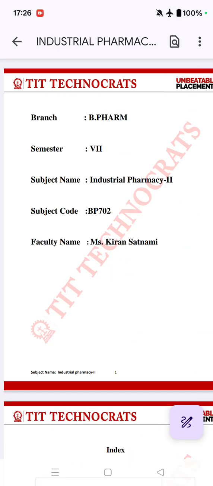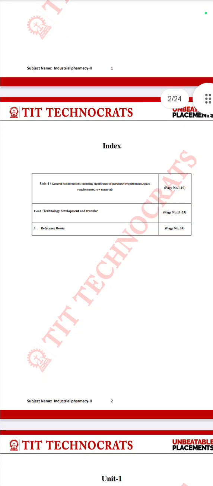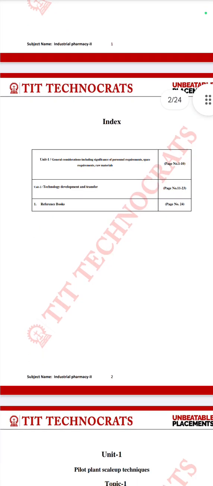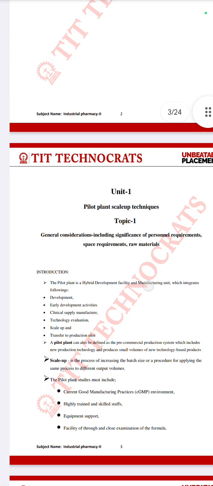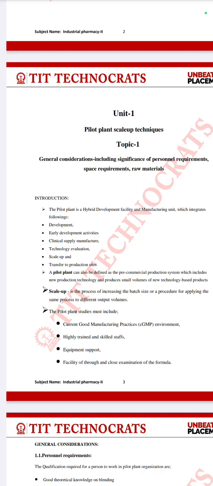I am Kiran Satnami, Assistant Professor in TIT Pharmacy. Today we will discuss industrial pharmacy, a 7th semester subject, code BP702. Today we will cover Unit 1, which is pilot plant scale up techniques. It covers topic 1 from Unit 1: general considerations including significance of personnel requirement, space requirement, and raw material.